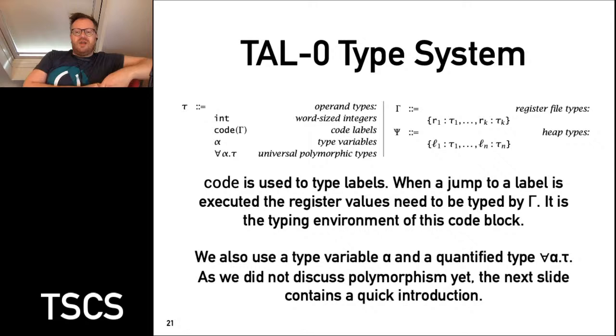This is ∀α.τ. Sorry. We will do, as we did not discuss it yet, the next slide, a quick introduction.